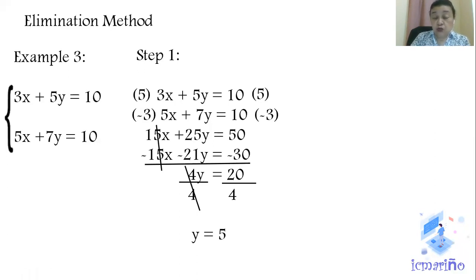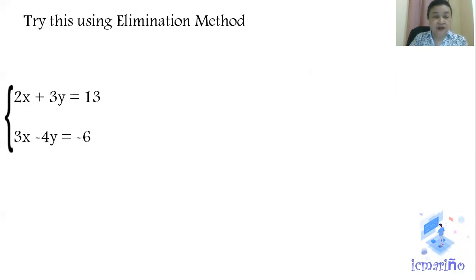And to solve for the value of x, we have to use the value of y so that we can find the value of x. Okay, so we can use equation number 1, 3x plus 5y equals 10. That will give us 3x plus 5 times y, which is now equal to 5. So that is 5 times 5 equals 25. So we have 3x plus 25 equals 10.